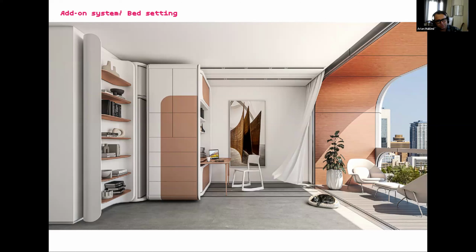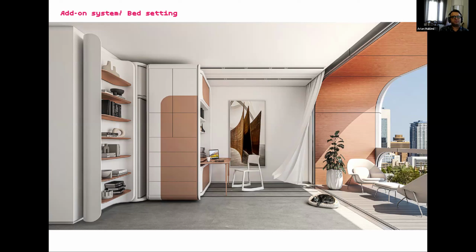So after going through a couple of options, we realized that if we just put in these partitions, we are going to limit the movement of the inhabitant inside that space. So we came up with this idea that the entire house interior could be compacted into an add-on system through these rails.